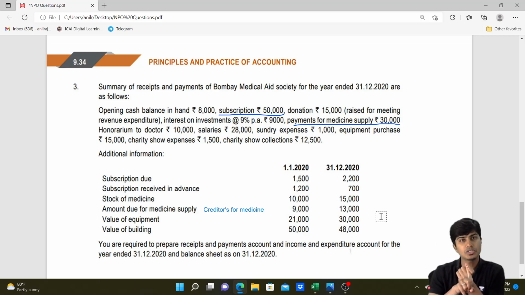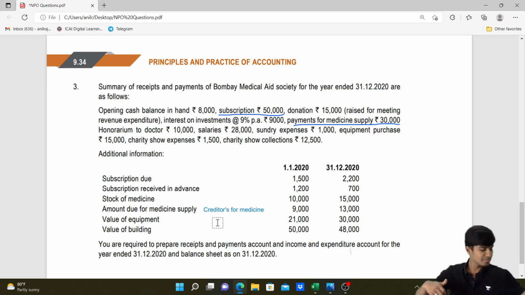Why? We know the opening stock of medicine and the closing stock of medicine. So if we add purchases, the balancing figure will be the consumption of medicines. Such consumption of medicines will eventually go to our income and expenditure as an expense. Got it? So we need to open two ledgers for medicine. One is for stock of medicine and the second is for amount due for supply of medicine. Got it, guys?